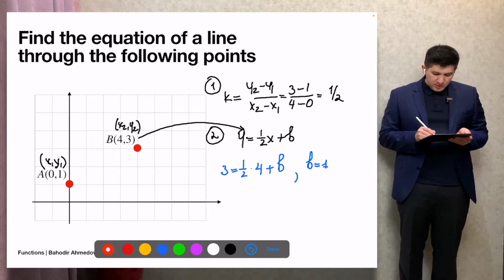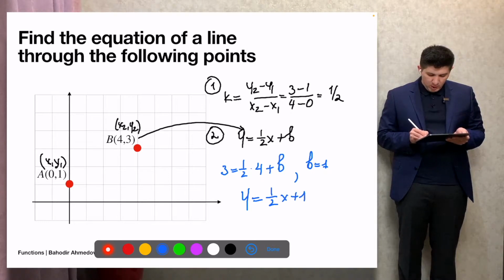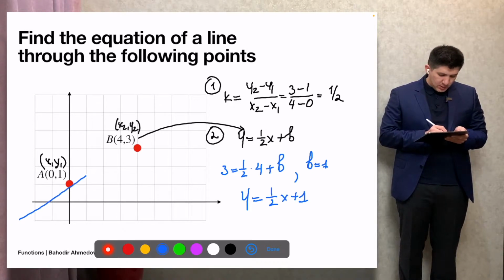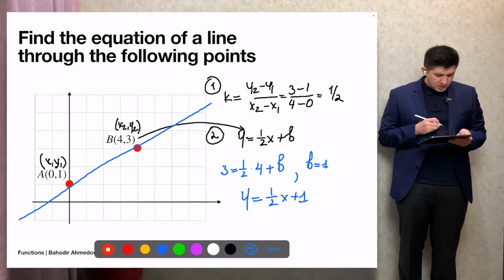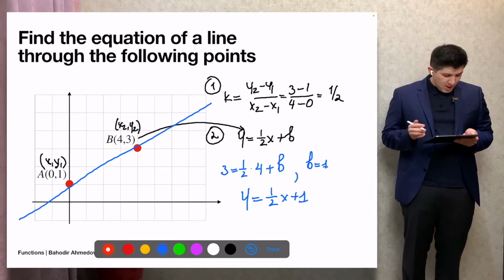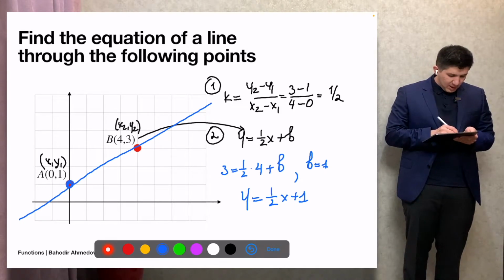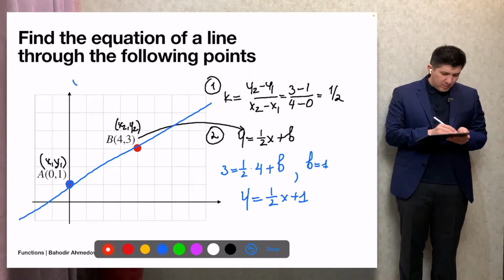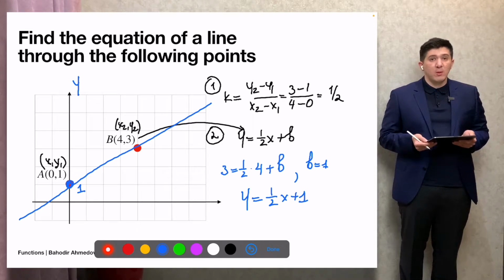Okay, so the equation of the line which is passing through these 2 points is going to be 1 over 2 x plus 1. So I'm just going to connect these 2 points. Sorry for my bad graphics. But it was clear from the beginning that the y-intercept is equal to 1, because it is intersecting the y-axis at this point 1.